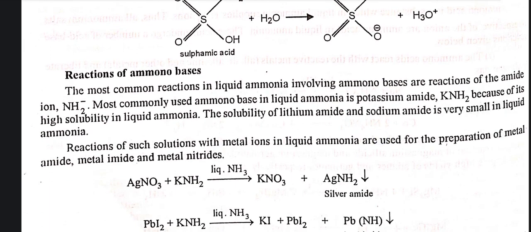Reactions of ammono bases. The most common reactions in liquid ammonia involving ammono bases are reactions of the amide ion, NH2 negative. The most commonly used ammono base in liquid ammonia is potassium amide, KNH2, because of its high solubility in liquid ammonia. The solubility of lithium amide and sodium amide is very small in liquid ammonia. Reactions of such solutions with metal ions in liquid ammonia are used for the preparation of metal imides and metal nitrides.